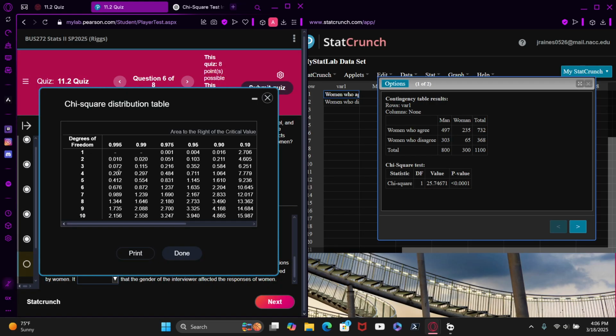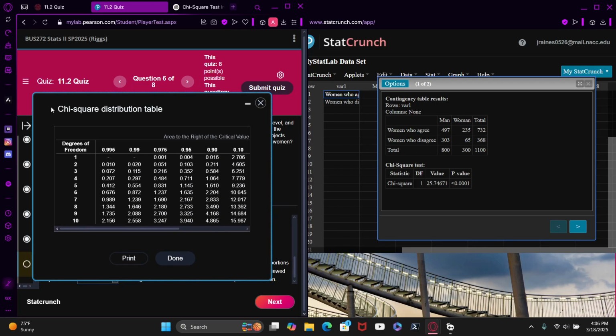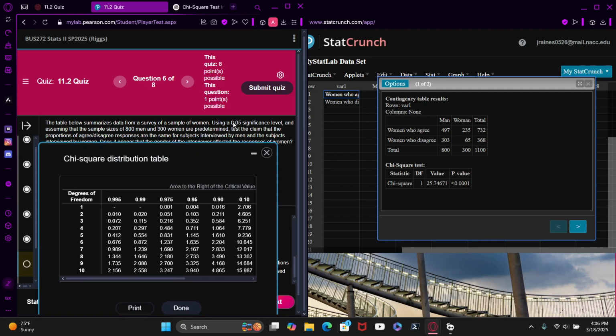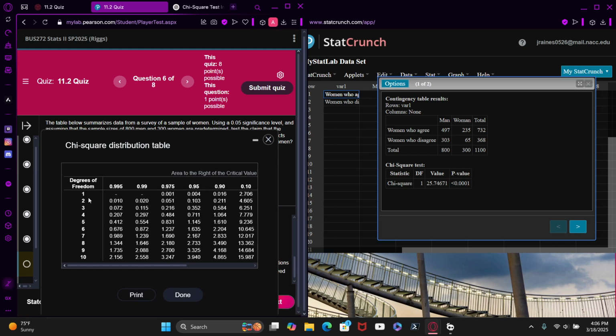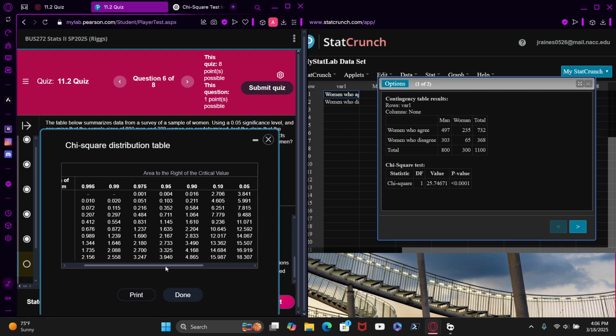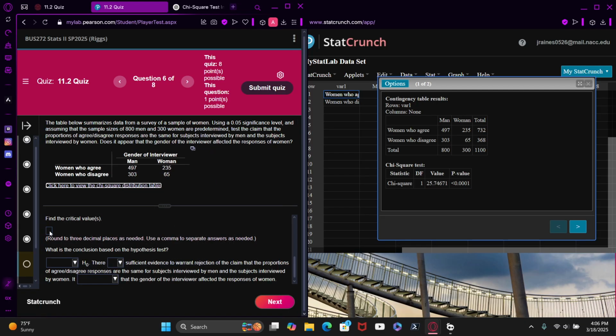You're gonna go to your chi-square distribution table. It took me a while to understand these tables, and which one I was supposed to be using, not on this lesson, but in the past. Anyways, you're gonna go to 1, so 0.05 significance level. It's gonna be the top row. Scroll all the way until you see 0.05 significance level. Take this number, 3.841, right here.